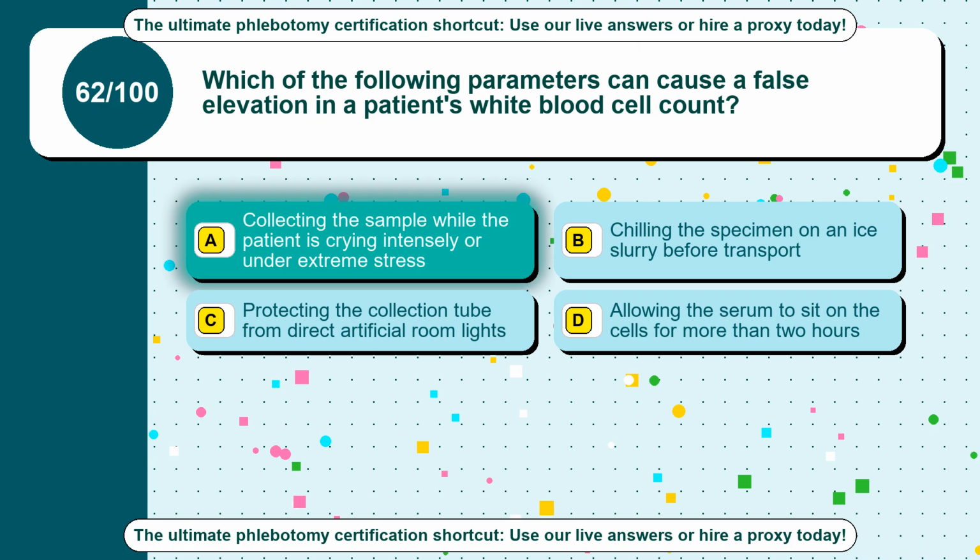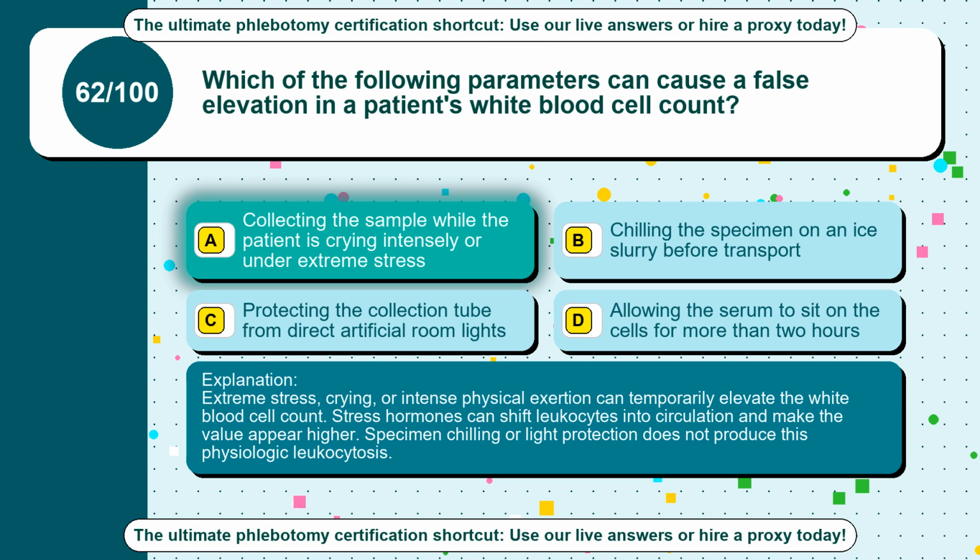The correct answer is option A. Collecting the sample while the patient is crying intensely or under extreme stress. Extreme stress, crying, or intense physical exertion can temporarily elevate the white blood cell count. Stress hormones can shift leukocytes into circulation and make the value appear higher. Specimen chilling or light protection does not produce this physiologic leukocytosis.